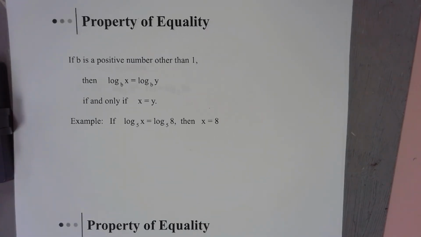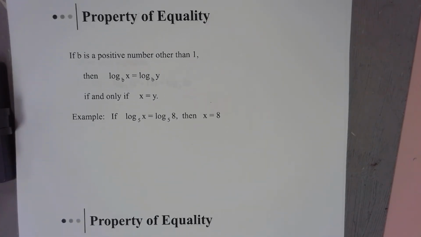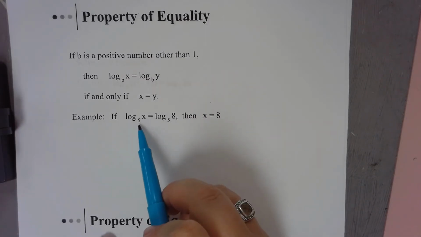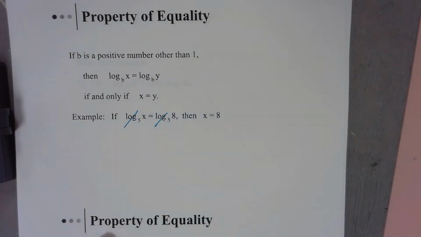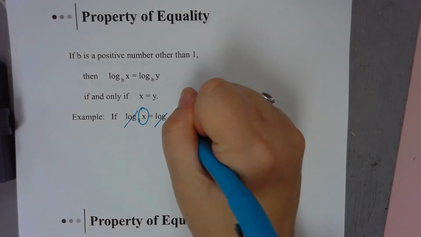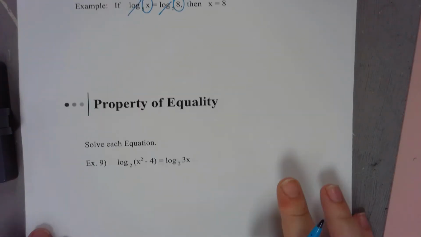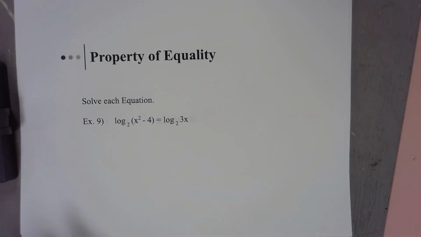Property of equality. If b is a positive number other than 1, then log base b of x is equal to log base b of y, if and only if x is equal to y. For example, if log base 5 of x is equal to log base 5 of 8, then x equals 8. So what is happening here is, so long as your log and your base are the same, then you can set your arguments equal to each other and then solve. That's what we're going to be doing here.